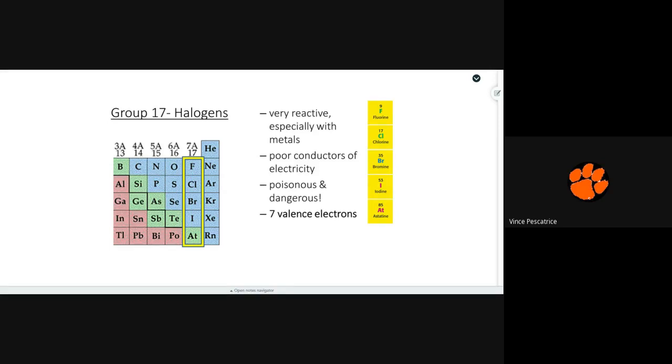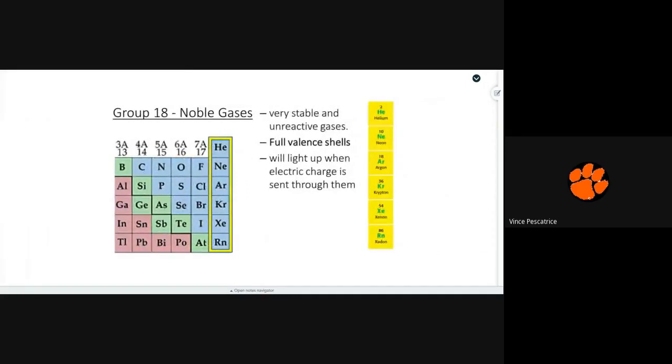The noble gases are the opposite. They're pretty boring. They don't do much. They have 8 or full valence electrons in their shells. So that means that they don't want to react, which is what makes them so boring. But that's a good thing for us. So they don't react to anything. They are very, very stable.